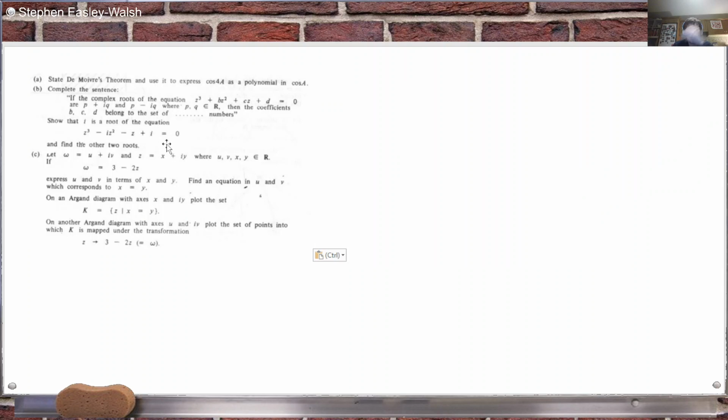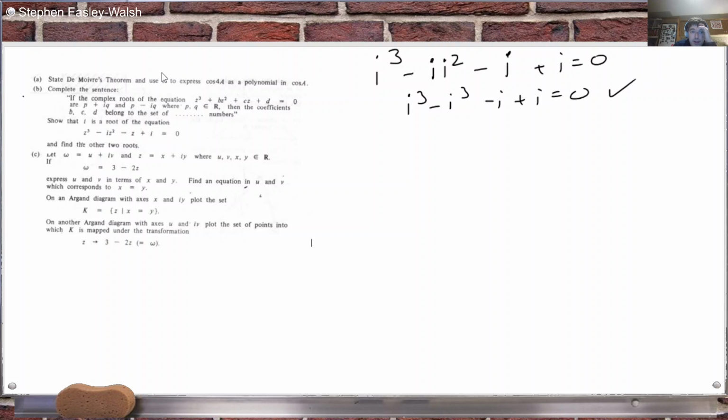Next, show that i is a root of that equation. So i cubed minus i squared, well, straight away they cancel, minus i plus i equals 0. Yeah, and find the other two roots.